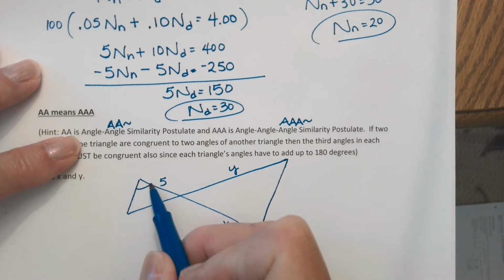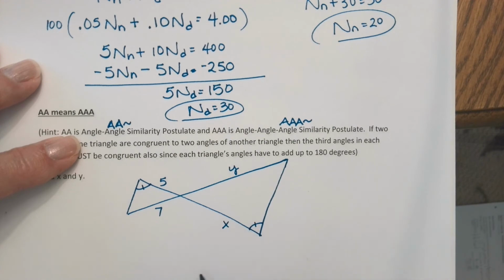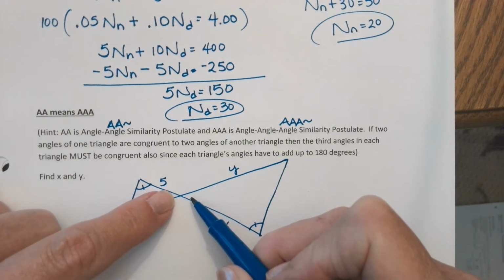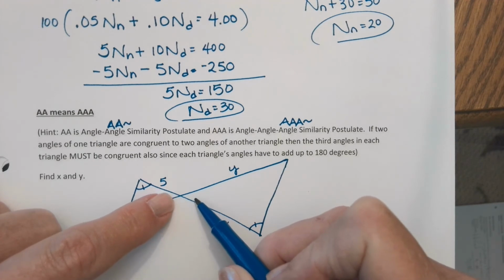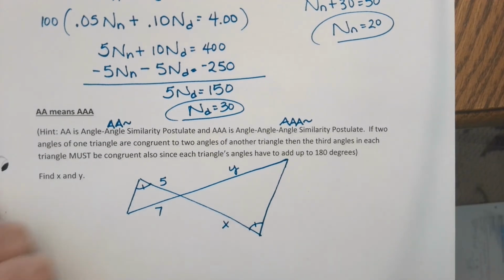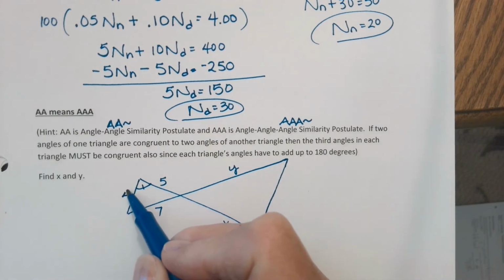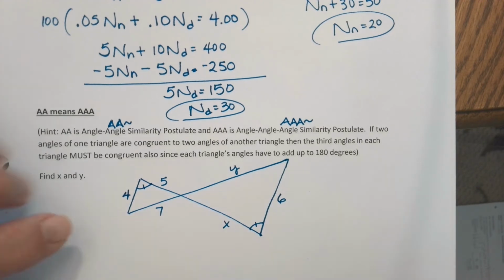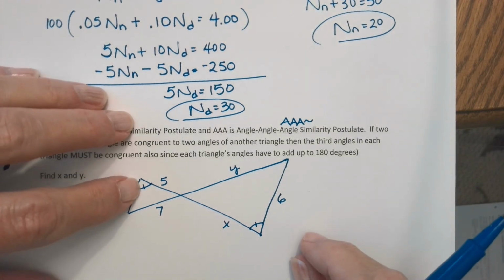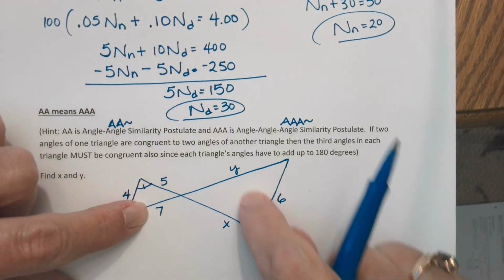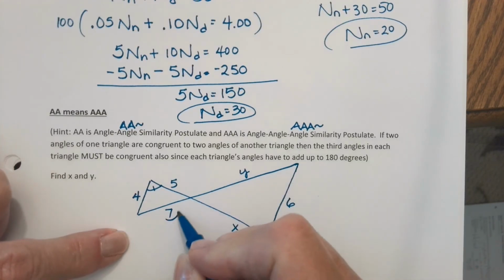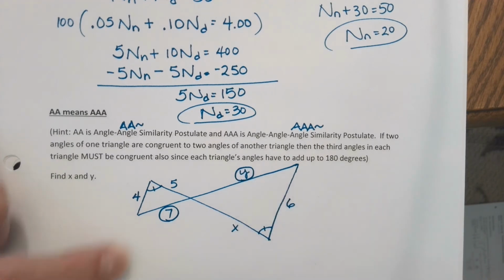As long as they tell me that this one is congruent to this one, I know these are similar triangles because these are vertical angles, so we know they're congruent. So by angle, angle similarity, the triangles are similar. Now let's just say they gave us that this was 4 and this was 6. I know that the sides across from the congruent angles are going to be corresponding. So that means the 7 and the y correspond to each other.